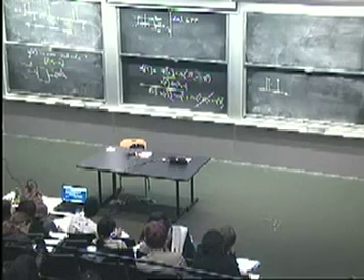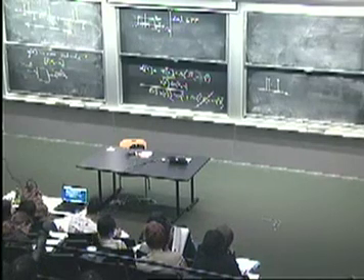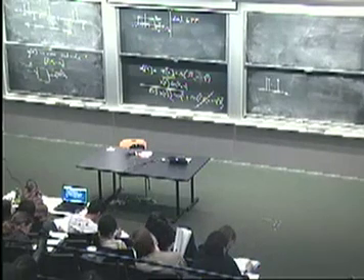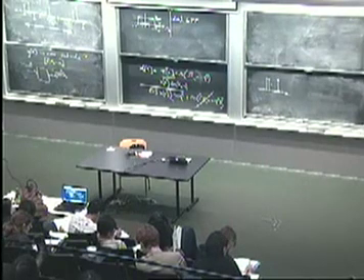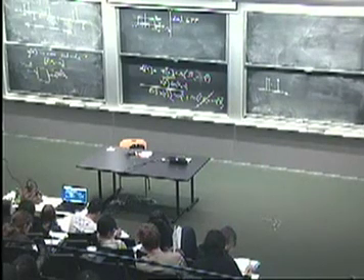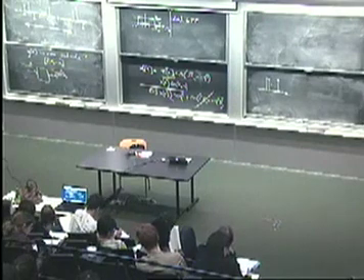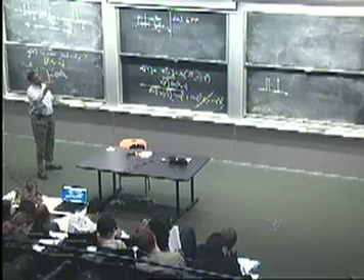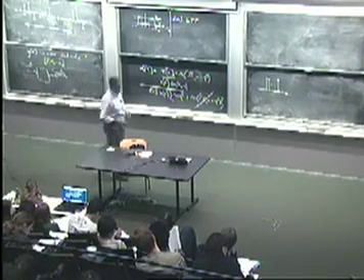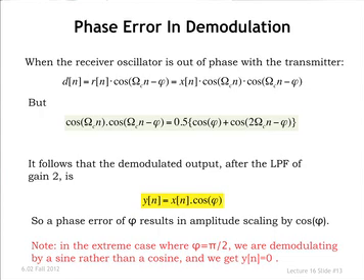Yeah, if phi is pi over 2, then cosine phi is 0, and you get nothing. So if you're unlucky in the offset between your local sinusoid and the sinusoid that was used at the transmitter, you could end up with nothing. You can also get the negative of what was sent and so on. So you can go through the whole set of possibilities there.